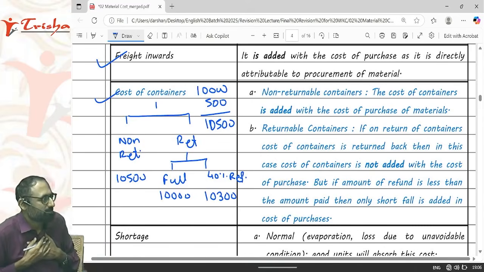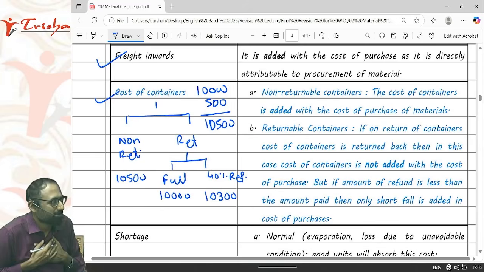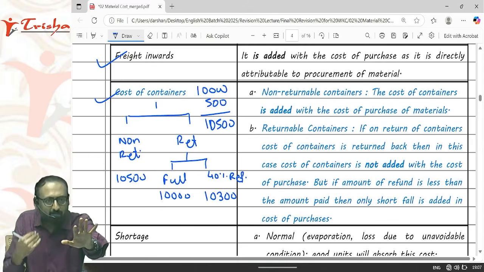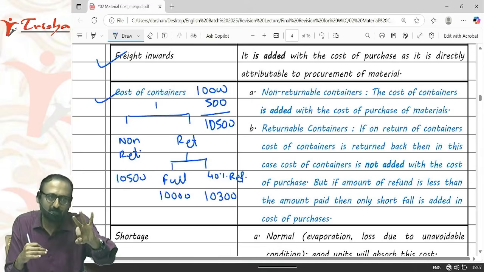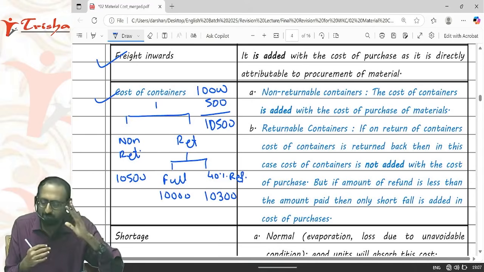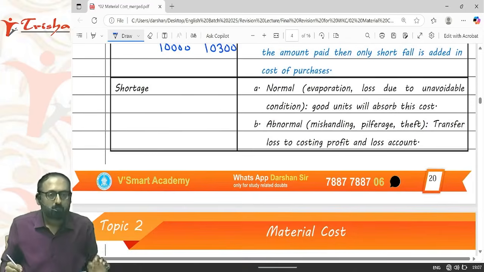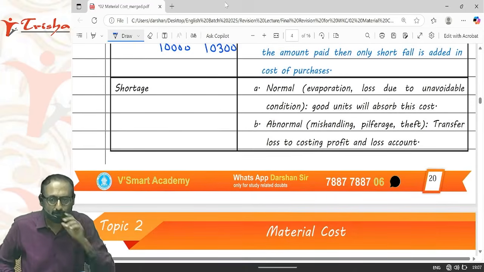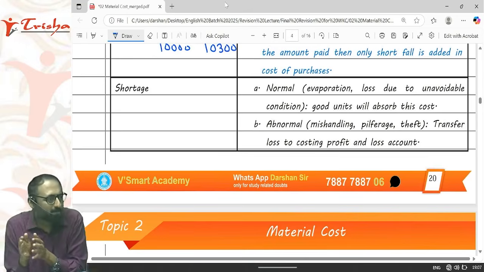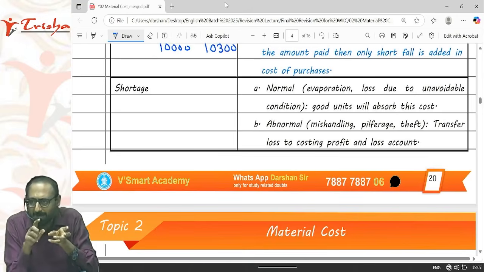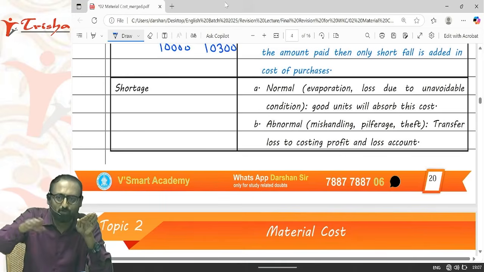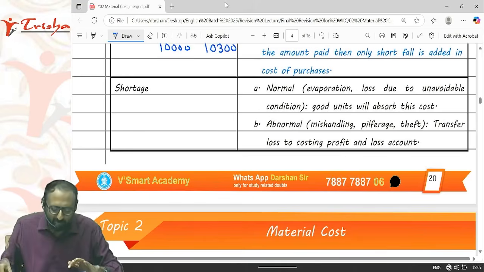Correct me if I am wrong. How 10,300? You deposited 500, 40% refunded, 200 refunded, 300 is your cost. So 10,300. Correct, sir? Loss, two treatments. Which are the two treatments of the loss? Normal loss and abnormal loss. Sir, the normal loss is to be absorbed by the remaining units. Abnormal loss will be transferred to costing profit and loss account.